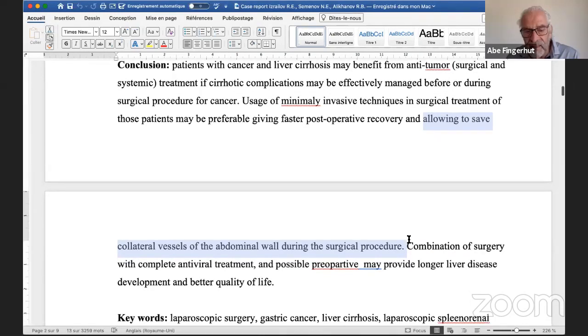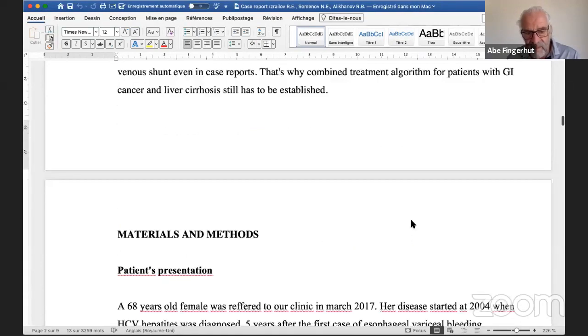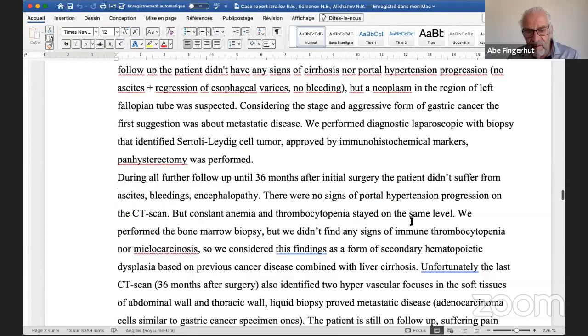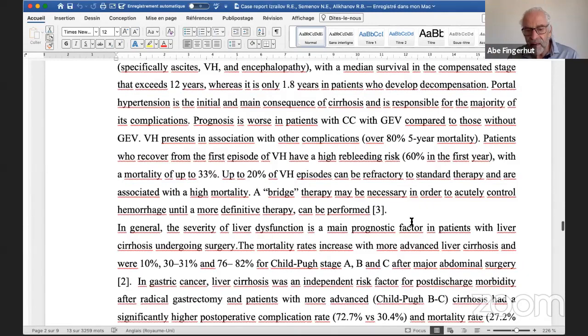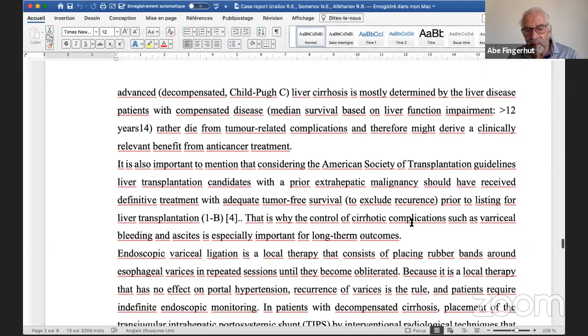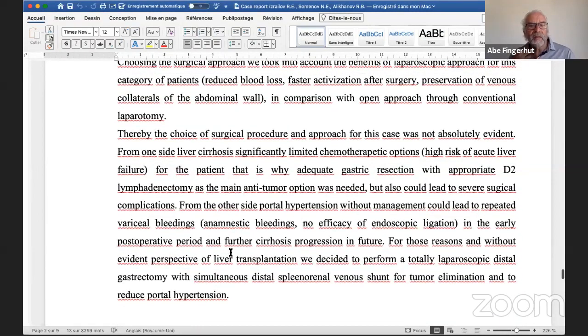This is one of the most important things. And I'd like to find that in my introduction. I don't see anything about it in the introduction. I don't see anything about it in the discussion. The discussion is all about, it's like a review of the literature. No, you want to say why gastric cancer can be treated laparoscopically, why portal hypertension can be treated with the portal shunt laparoscopically, and why it was good to do it at the same time, and why it was good to do it laparoscopically, because the collateral circulation was not interrupted by a midline incision. Okay, I hope I make a point here.